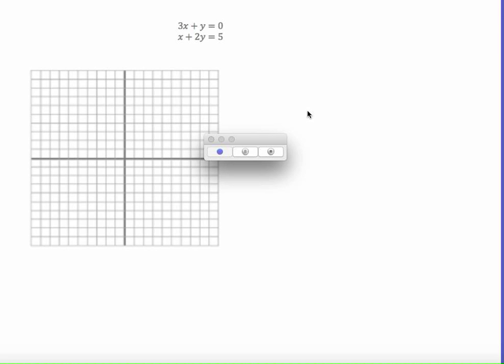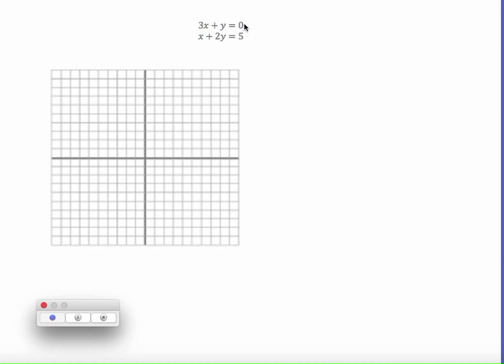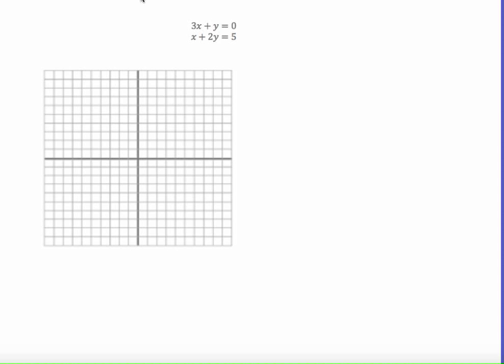This video is to show you how to graph a system of linear equations to find the solution. So let me move this out of the way and bear with me. This is my first video in quite a while. So we want to take this first equation and graph it. A number of ways we can do that. One of the ways is we can find the x and y intercepts.